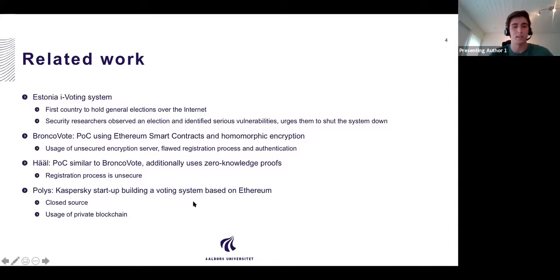And lastly, we looked at Polis, which is a startup by the cybersecurity company Kaspersky, and they also built a voting system based on Ethereum. However, it is closed source, and they also use a private Ethereum blockchain, so it's really difficult as an outsider to verify any of their claims.